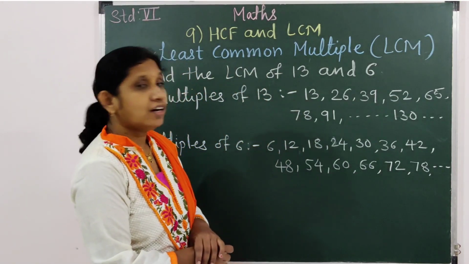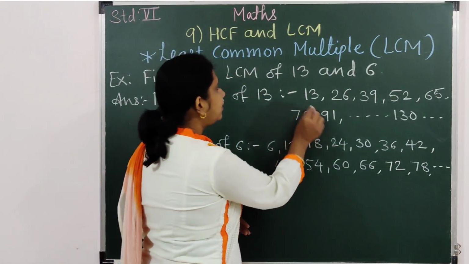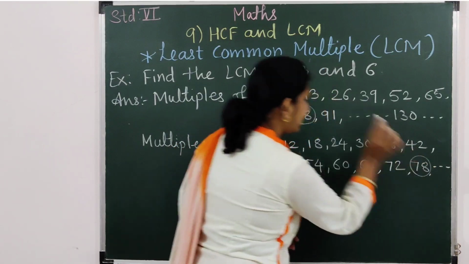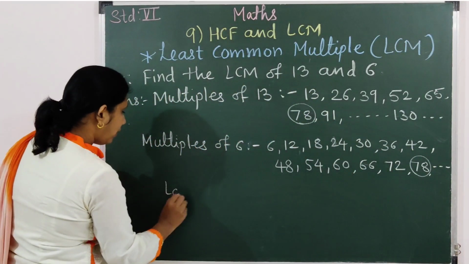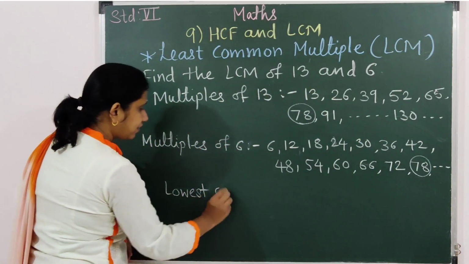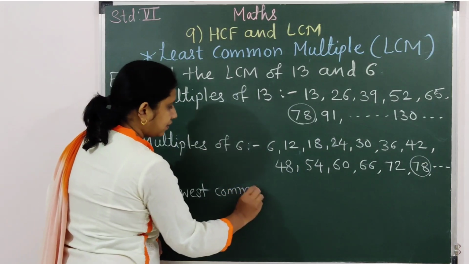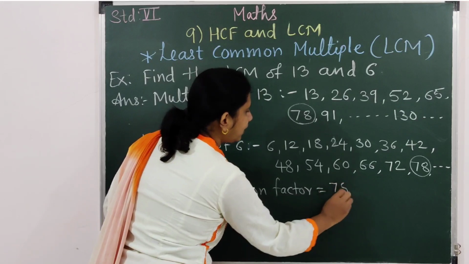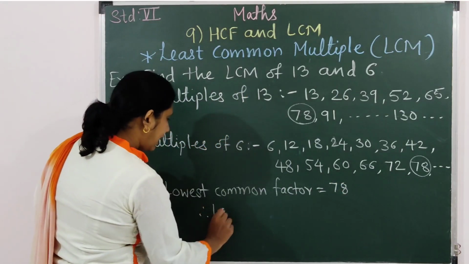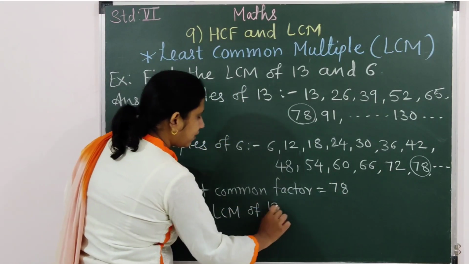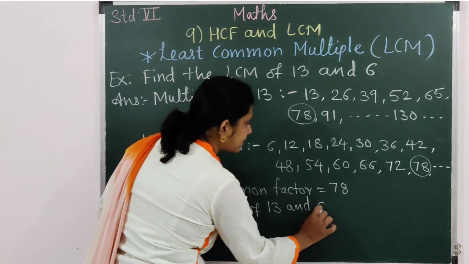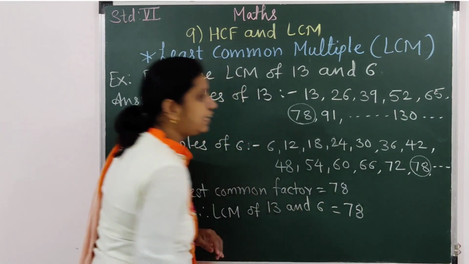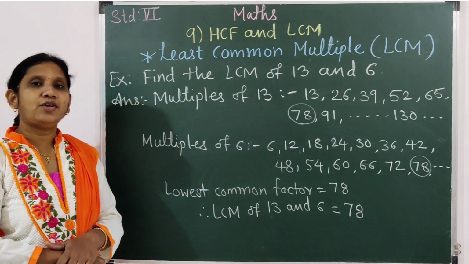Here what is the lowest common multiple? 78. So let us write lowest common multiple is equal to 78. Therefore, LCM of 13 and 6 is equal to 78. Is it clear to you all, children?